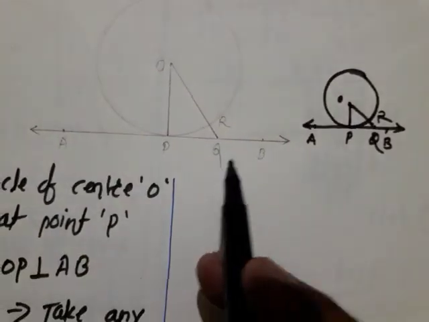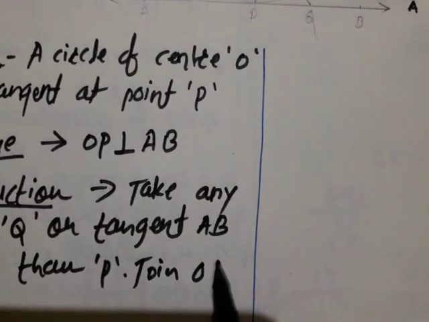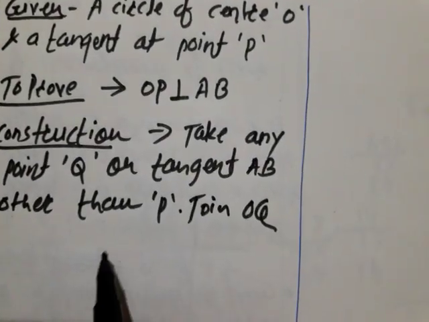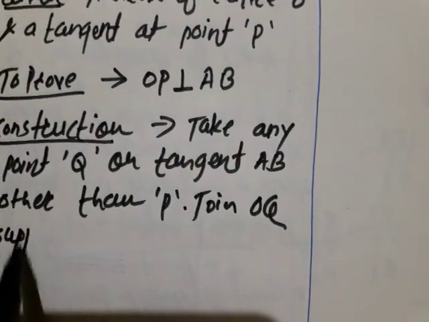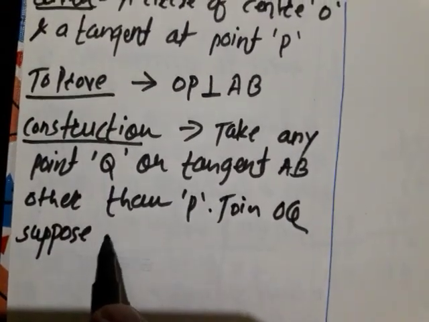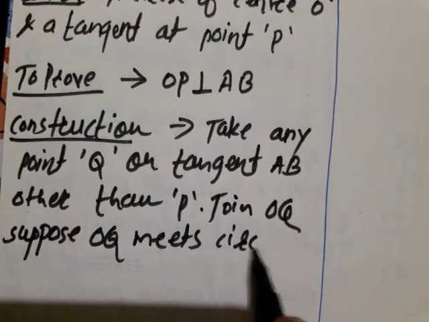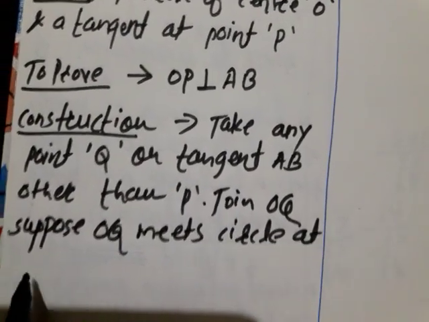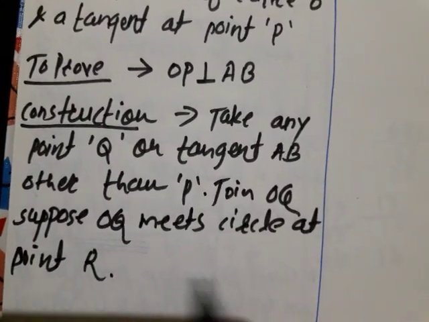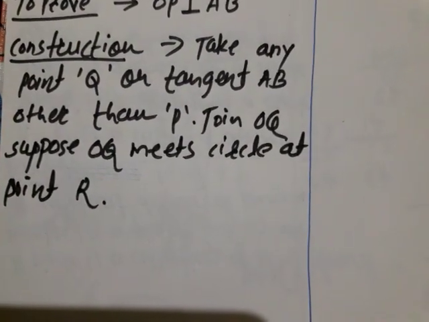We have here join OQ. That also we have to write. Join OQ. Okay. Suppose, what I wrote, look here, join OQ. Suppose OQ meets circle at point R. Suppose OQ meets circle at point R.